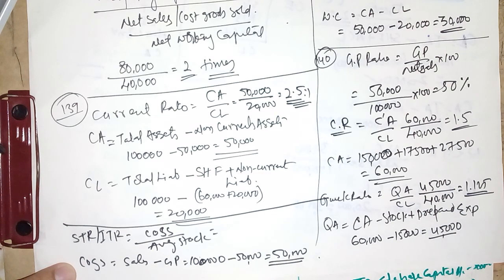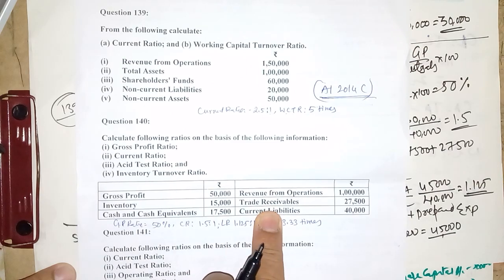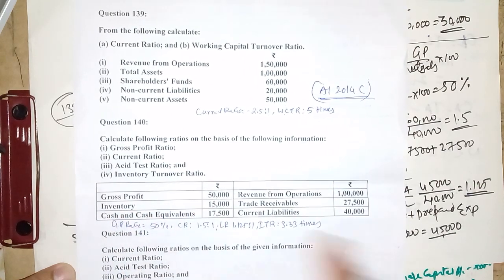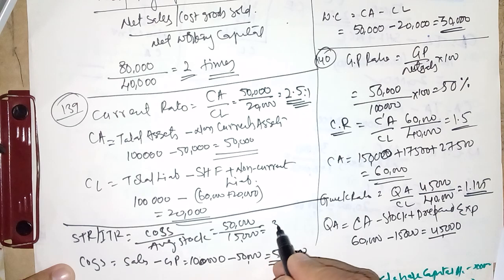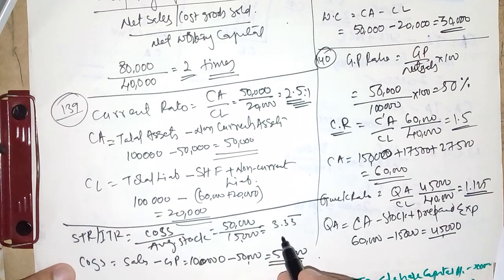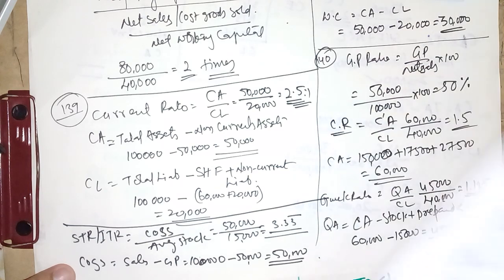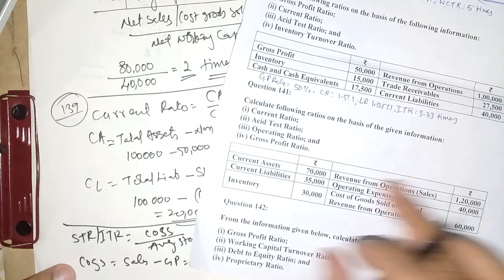Then average stock. In this case, we have not been provided any opening stock. Therefore, closing stock, that is inventory, is taken as average stock. So COGS is 50,000 divided by 15,000, the average inventory. In the absence of information, we can take closing stock itself as our average stock. Therefore, 50,000 divided by 15,000 we get 3.33 recurring. So this is our inventory turnover ratio. So we are done with question number 140. Then we'll proceed to question number 141.